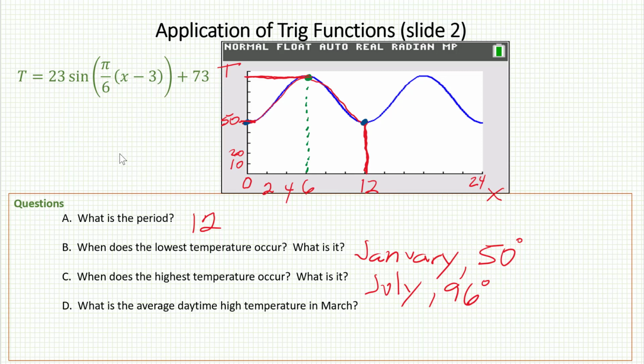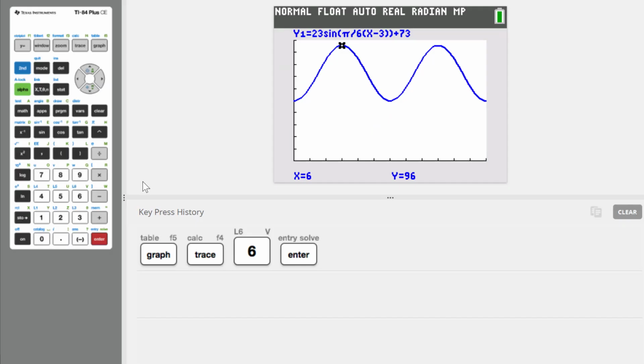And then lastly, what is the average daytime high temperature for March? Well, it's just the same idea. We have to figure out when March is. March would be 2 months after January. So I would go to x equals 2, head up to the graph, and again, I'm not entirely sure that lands at a nice spot, so we'll go to the calculator. Still in trace mode, I can simply hit 2 and then enter, and I get 61.5 degrees.